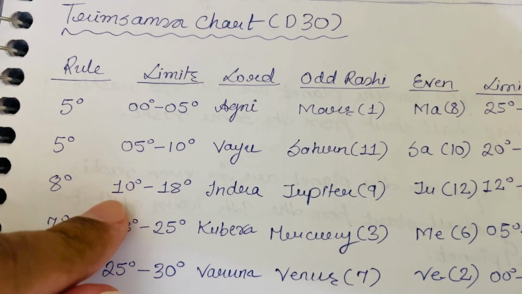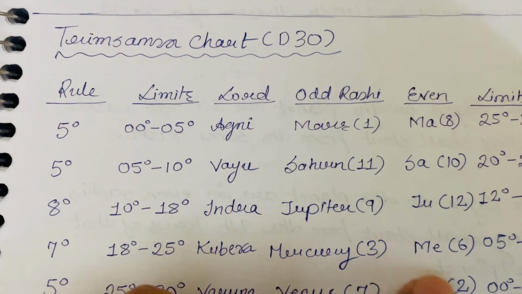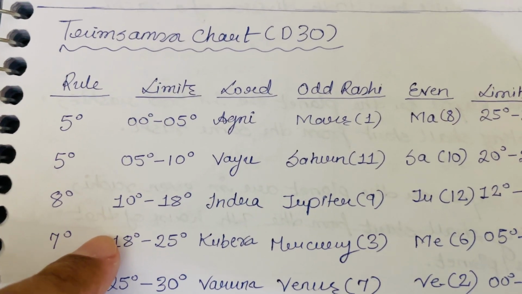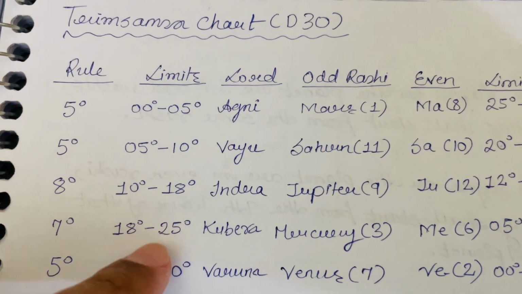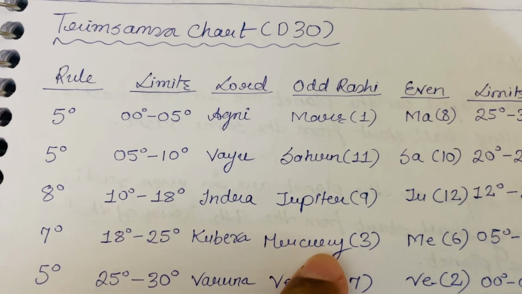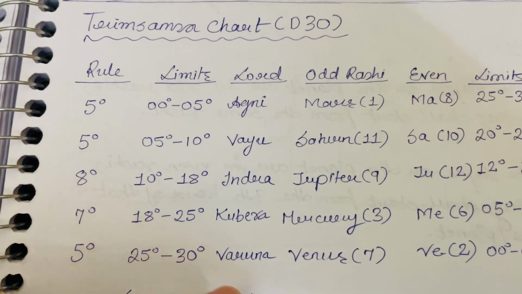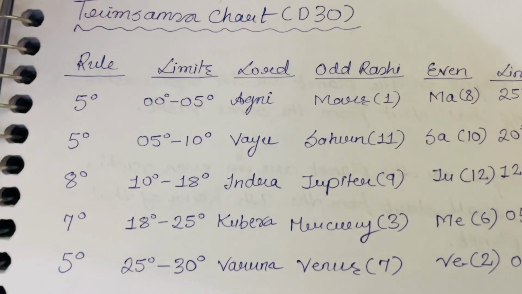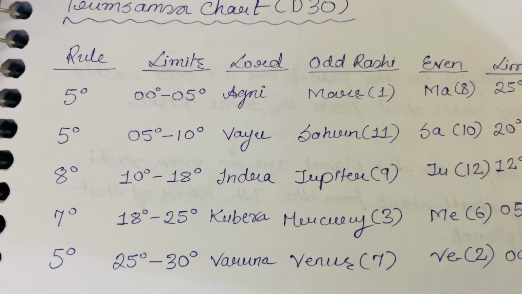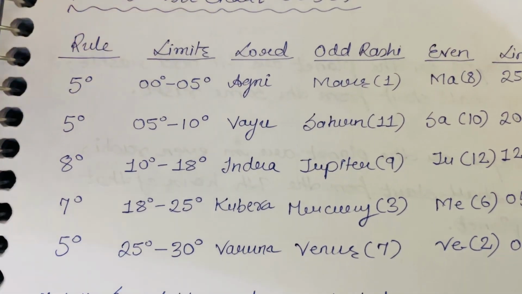The third Trimsamsa, 10 degrees to 18 degrees, is ruled by Jupiter, the sign is Sagittarius. The next limit, 18 degrees to 25 degrees, is ruled by the Gemini sign, lordship is Mercury. And the last limit, 25 degrees to 30 degrees, is ruled by the sign of Libra, and the lordship of Libra, you all are aware, is Venus. So we have 5 different Trimsamsas, or 5 different limits of Trimsamsas.